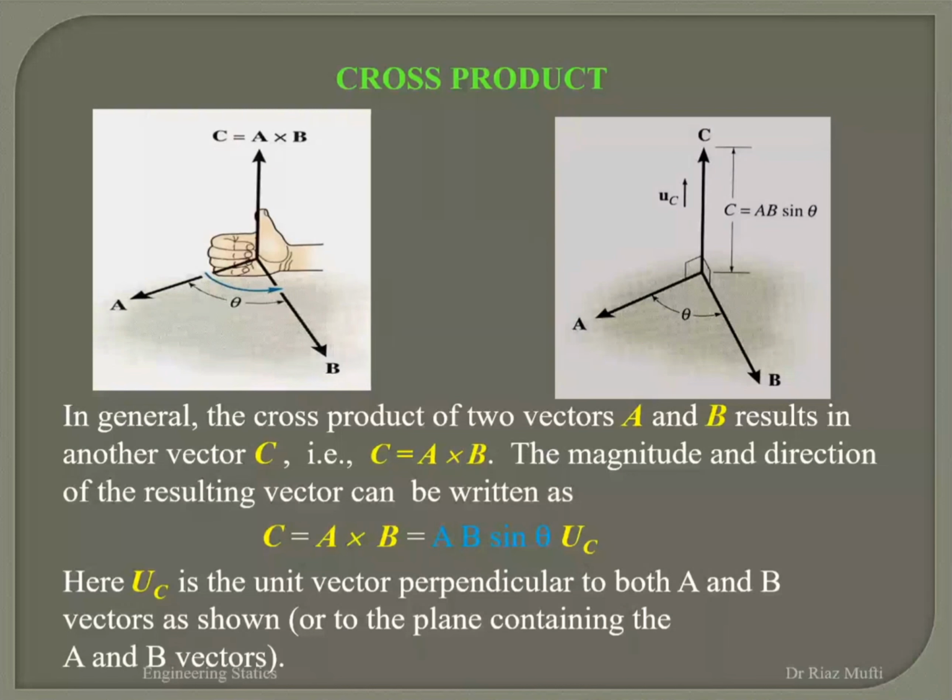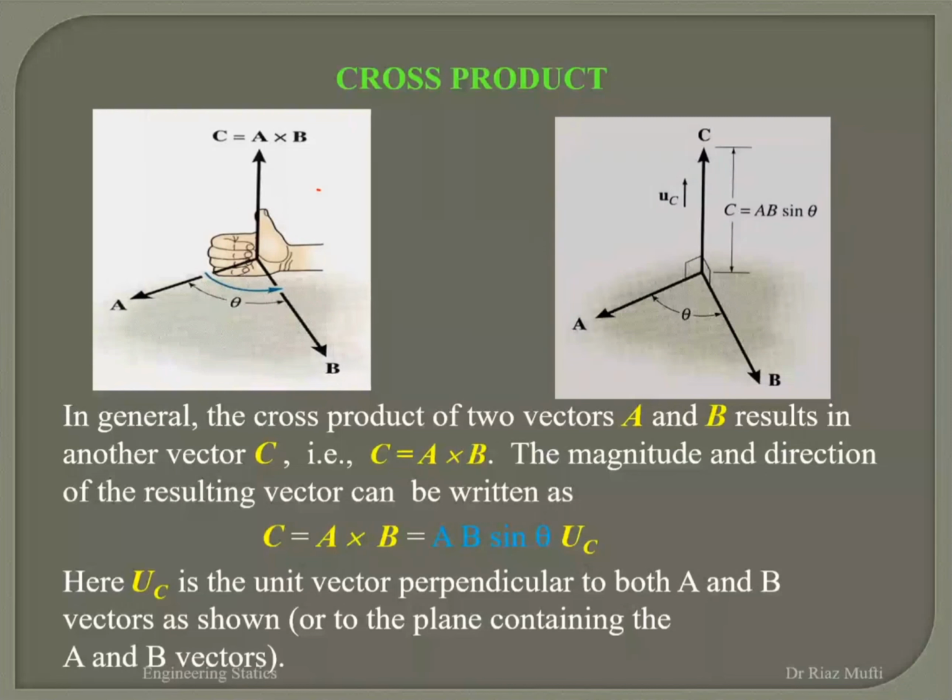So if I do B cross A, which means now with the right hand, I am going to curl my fingers from B to A. The thumb will be in the downward direction. And so therefore, C is equal to A cross B, which is also equal to minus B cross A. I'll show you in the next slide.